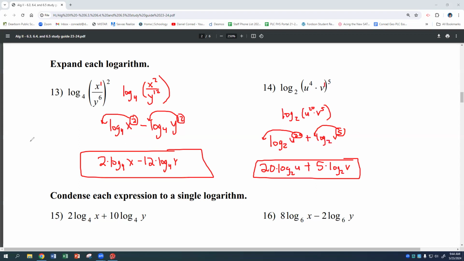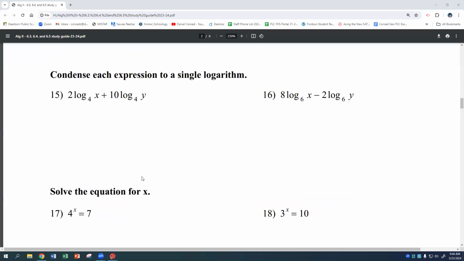All right, wonderful. Next one is to condense. So that one was expanding. This one is now condensing. So we're going the opposite way. So I have this 2 out front and this 10 out front. I'm going to use the power rule and then put them back into the exponents here. So we're going to have log base 4 x squared plus log base 4 y to the 10th.